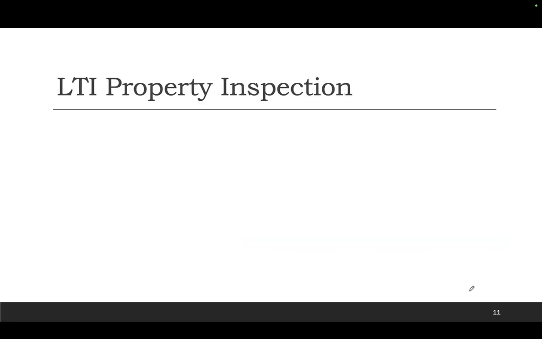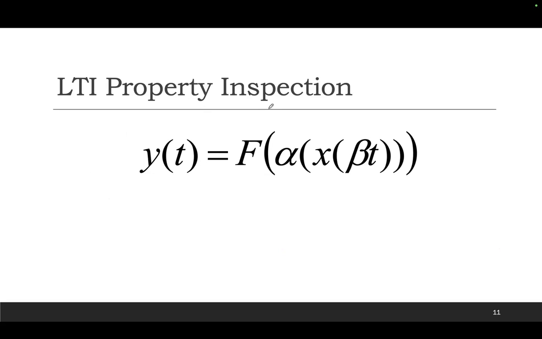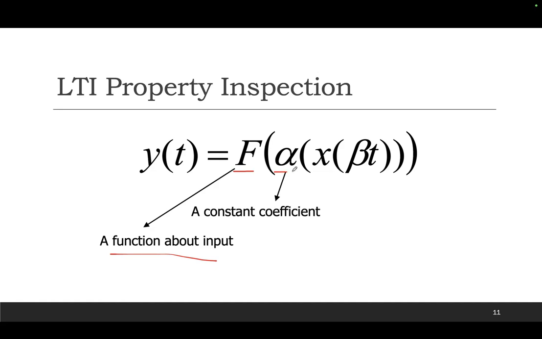The LTI system is very important, so sometimes we want to tell whether a system is an LTI system. How? Usually, the function should only be about the input, not about time. The coefficient should be a constant, not a variable like time, and there should be no scaling factor other than one. Then your system should be an LTI system.